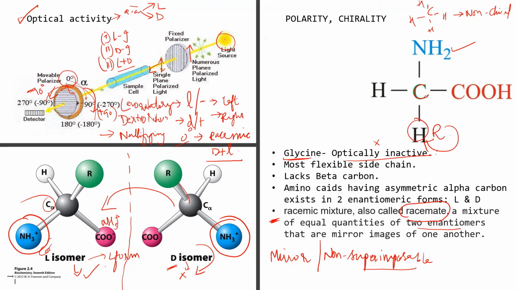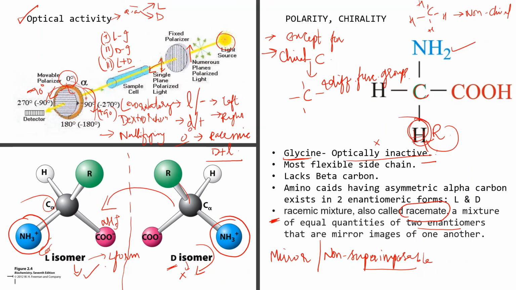Only the other amino acids except glycine have a chiral carbon. What is the condition for being a chiral carbon? The carbon should be connected to 4 different functional groups. Then only it is called a chiral carbon. Glycine has the most flexible side chain, because it is a small group, a hydrogen group which has a partial positive charge, and it lacks a beta carbon. So there is only a single carbon and no beta carbon.